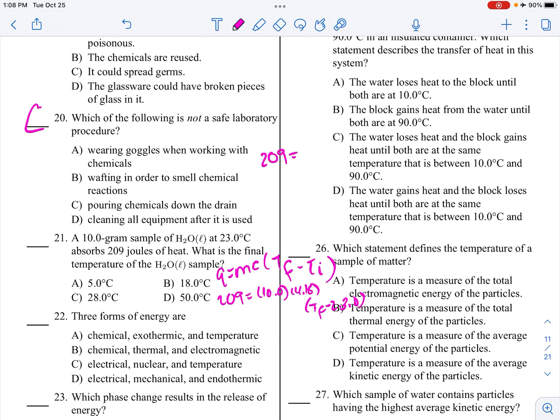209 equals 41.8 times T final minus 23.0. So divide both sides by 41.8. 209 divided by 41.8 is 5, equals T final minus 23.0. Add 23 to both sides. So 5 plus 23 is 28. That's as hard as it's going to get.